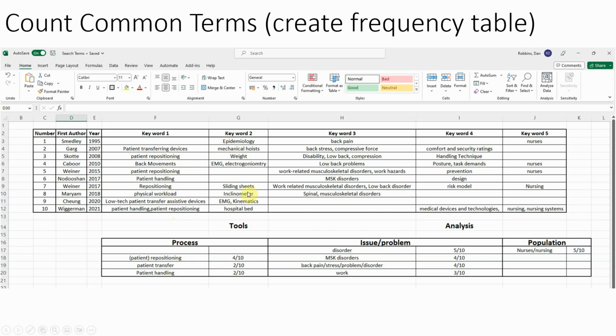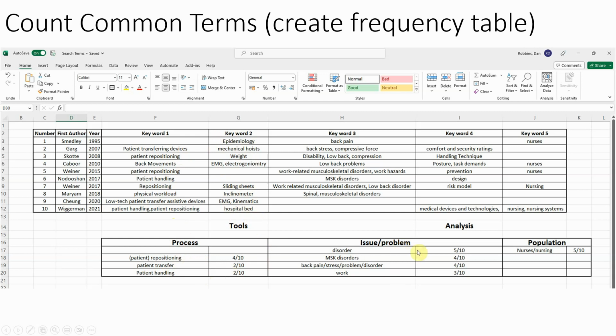I didn't see much consistency in the tools, and so I didn't categorize these because there's no point if everything's not going to be used repeatedly. The only duplication really is EMG, which is in here twice, and so I didn't find this particularly useful, and I thought best not to include it.